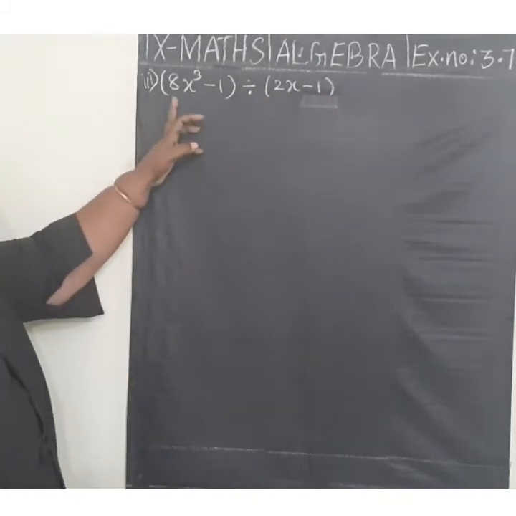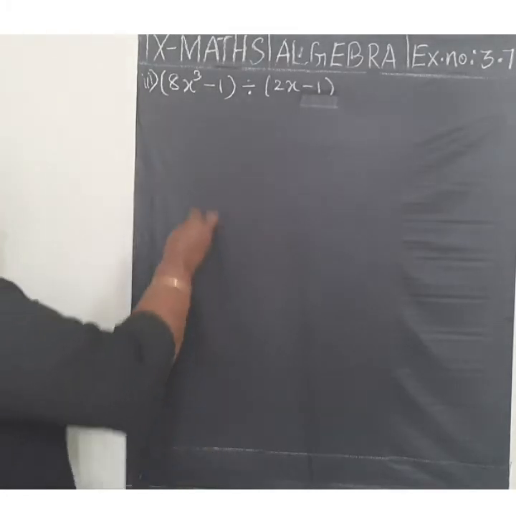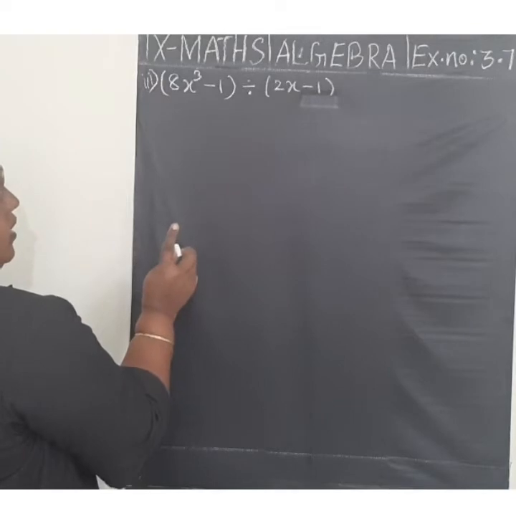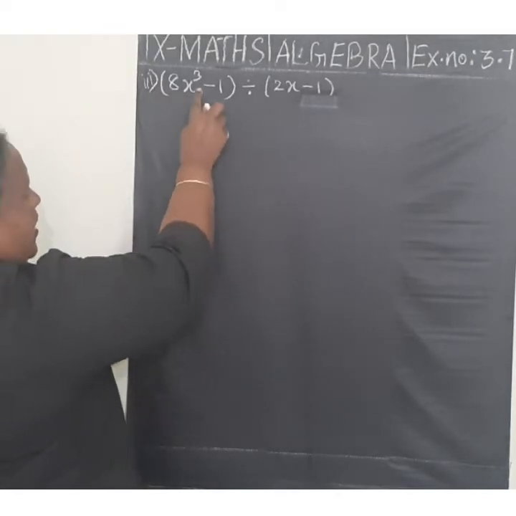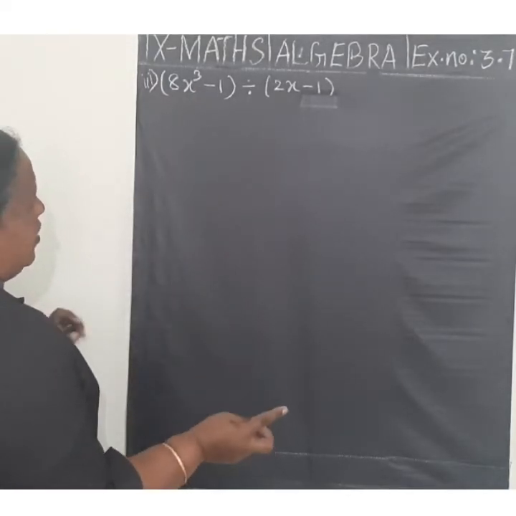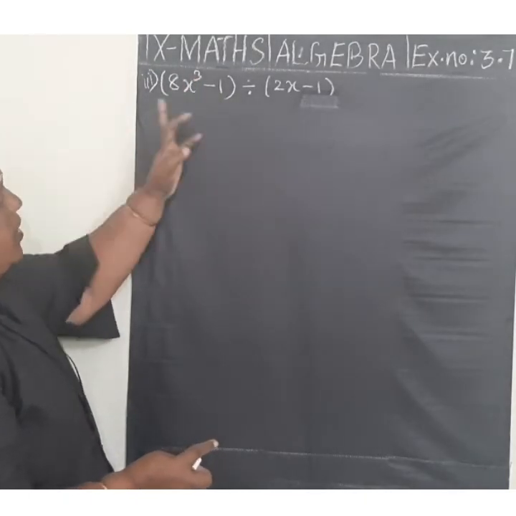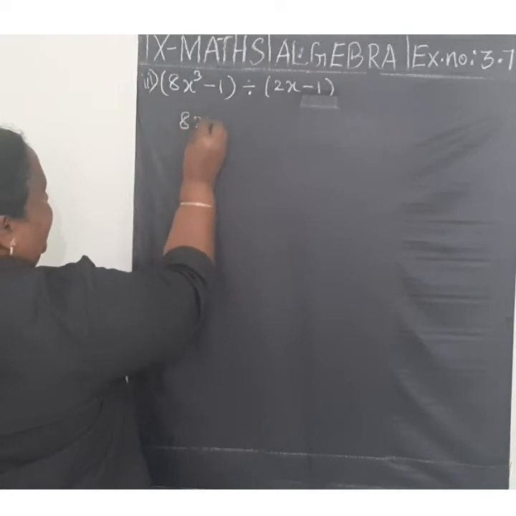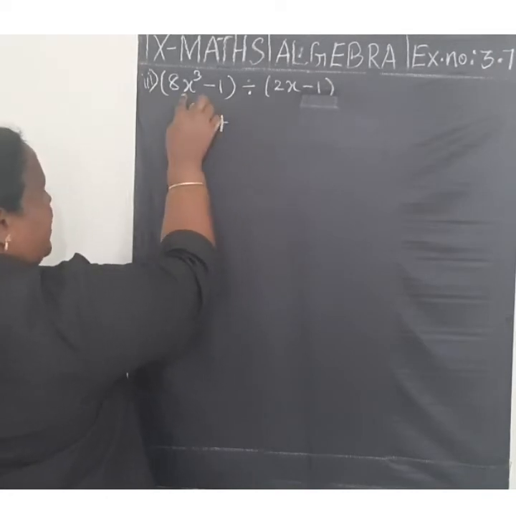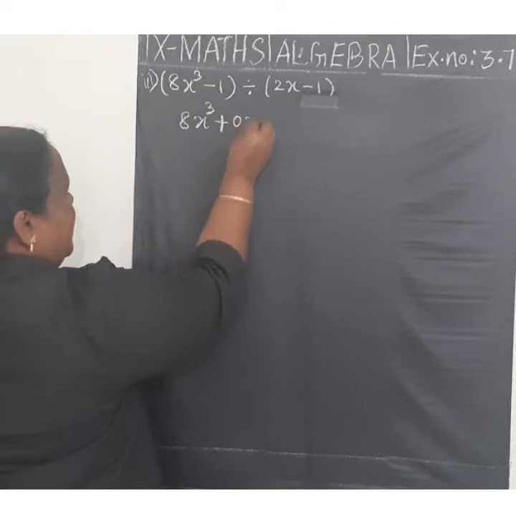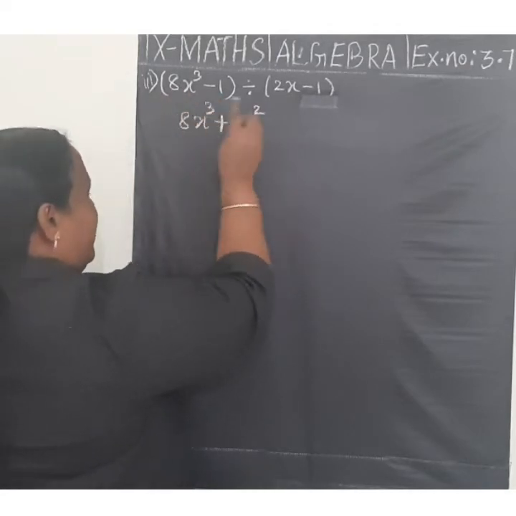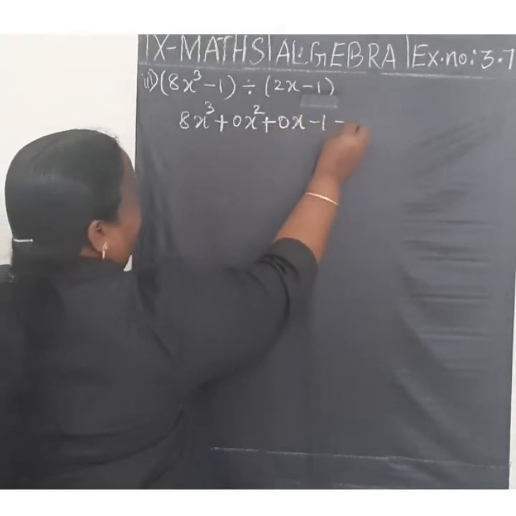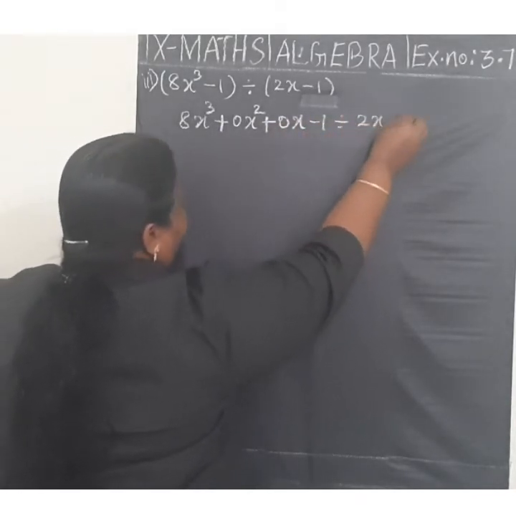So first we have here the given 8x cube minus 1. First we have to write this one in the standard form of a polynomial. Why we are writing here in the standard form of a polynomial is, here they didn't mention that x square term and x term. So we have to write here 8x cube plus, they didn't mention here x square term, so we have to write it as a 0x square. They didn't mention that x term also, so we have to take it as a 0x minus 1 divided by 2x minus 1.